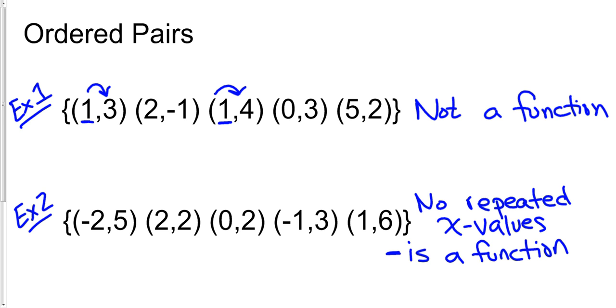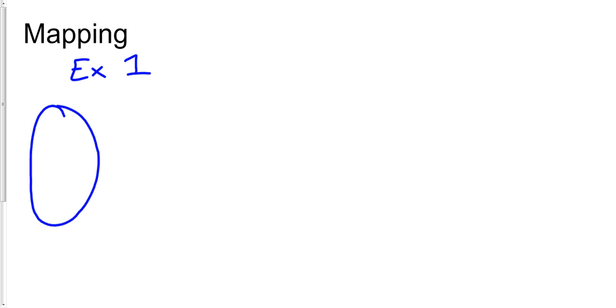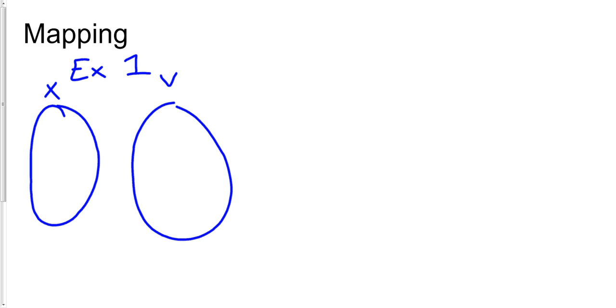So the second representation we're going to look at is called a mapping. So we're going to map example 1. And when we do a mapping, you need two ovals. The first oval is going to represent your x values. Second oval is going to represent your y values. Now when you do this, you want to put your x values in numerical order. So our x values were 0, 1, 2, and 5.